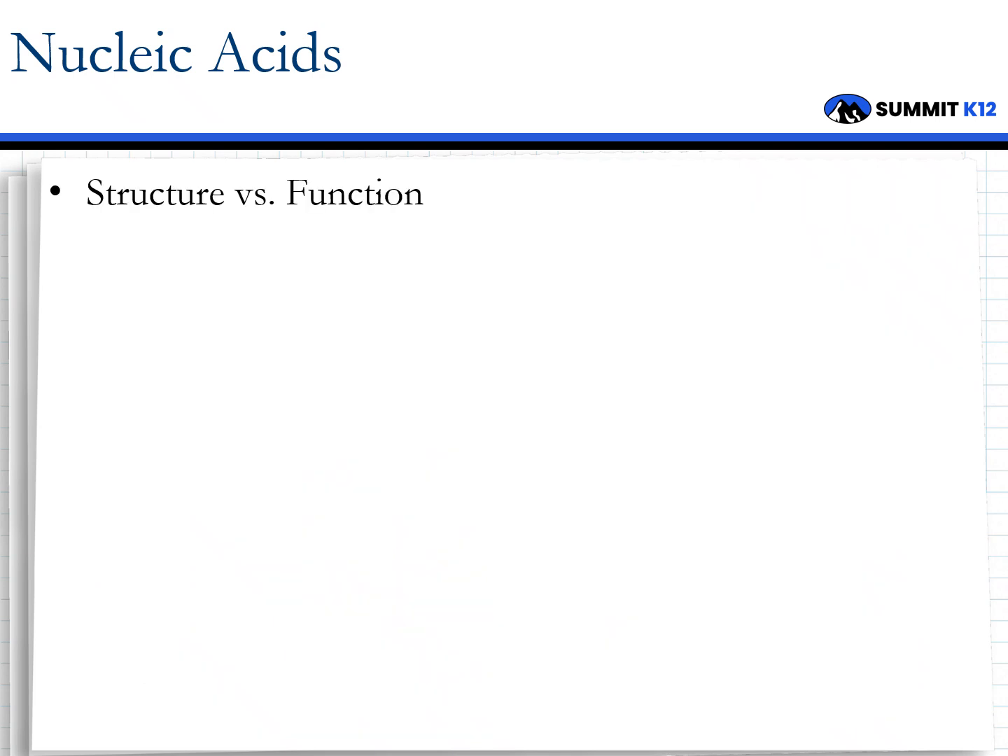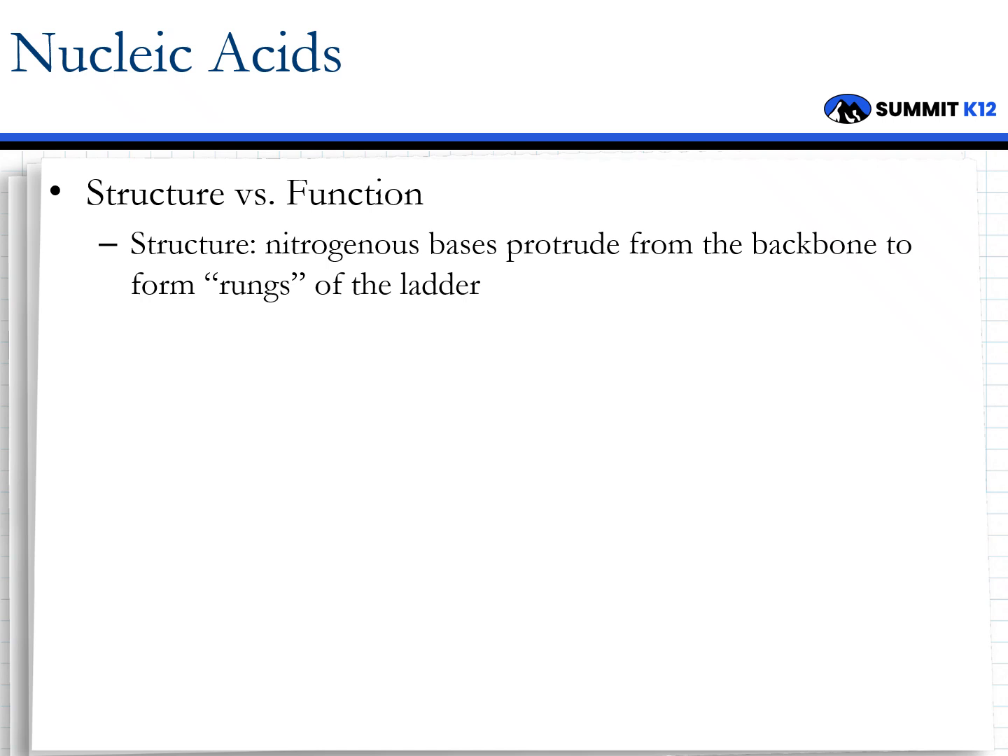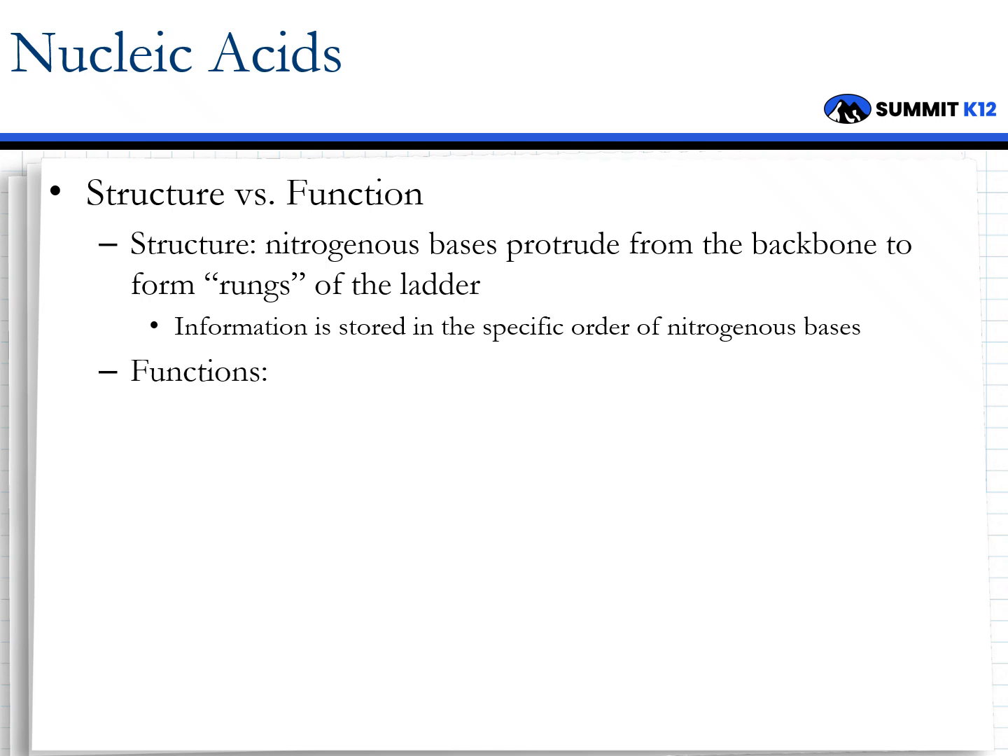So structures versus function. So the structure, right, we have nitrogenous bases that protrude from the backbone to form rungs on a ladder. So if you've ever seen the little cartoon GIFs of DNA molecules, you can see the rungs in the middle and it kind of twists around them. Those rungs are nitrogenous bases. The information is stored actually on those nitrogenous bases. So the order that the nitrogenous bases go in is what makes the code or stores the information. And it's like binary for computers.